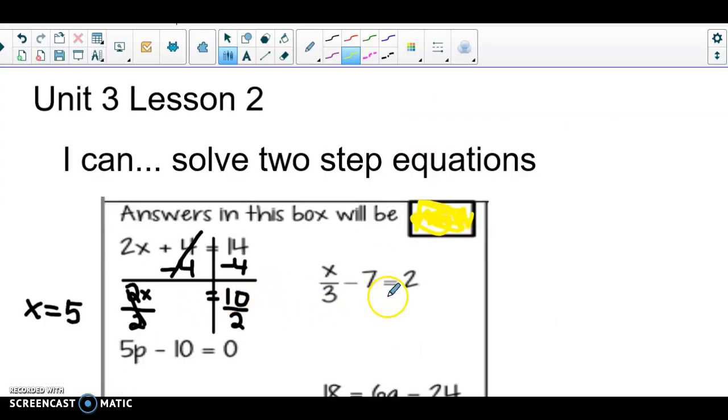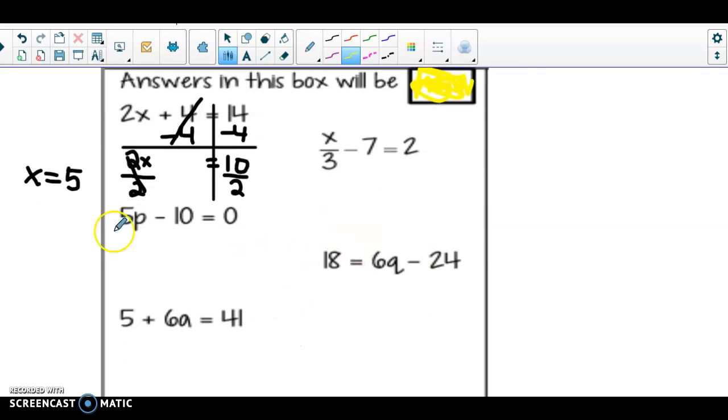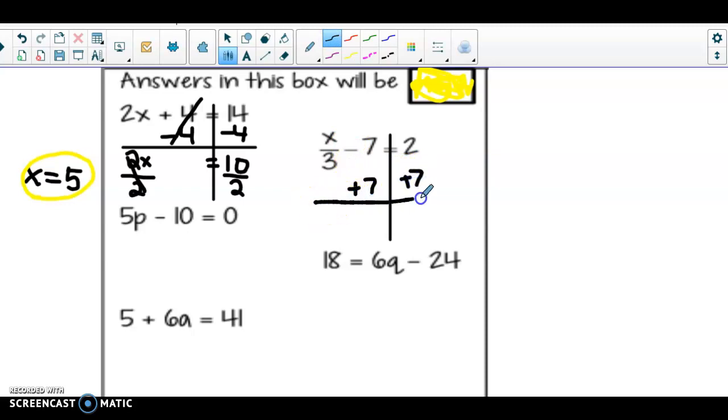I want to make sure we get lots of examples practiced today. So we're going to do the same thing for the rest of the equations in this box, and every answer we get, we're going to color that answer in yellow. Let's look at this next one. We have x divided by 3 minus 7 equals 2. The same thing, I always draw a line through my equal sign, so I know that whatever I do to one side, I have to do to the other side. Here we have minus 7, so I'm going to add 7 on both sides. And these are going to add to 0, and we're left with x divided by 3, and that's equal to 2 plus 7, which is 9.